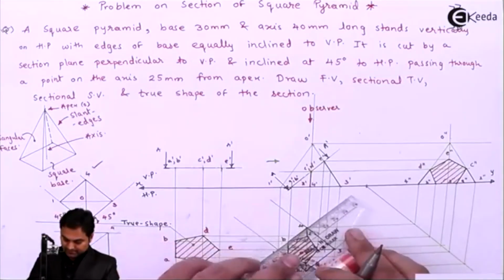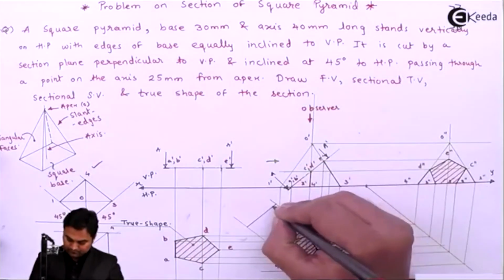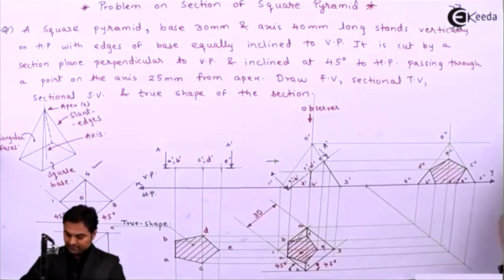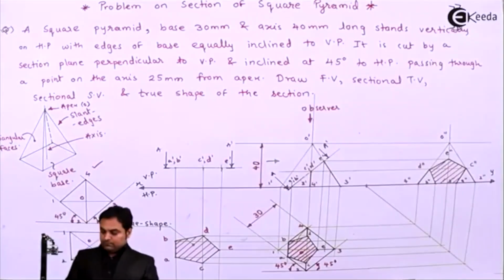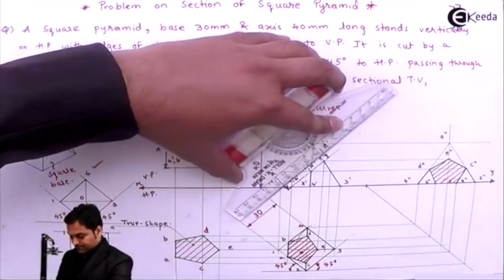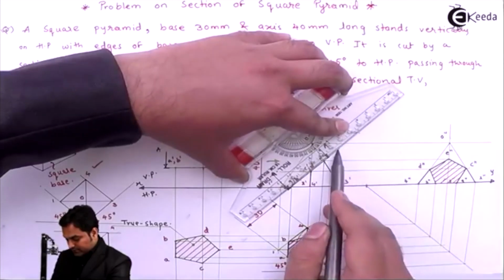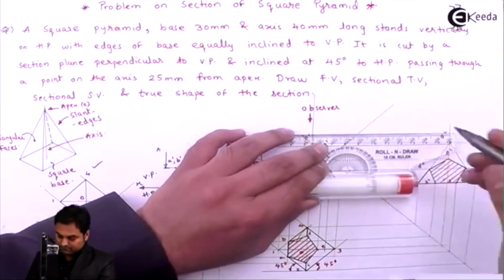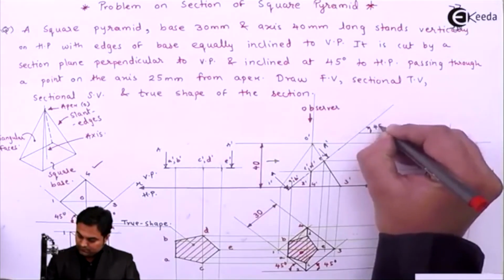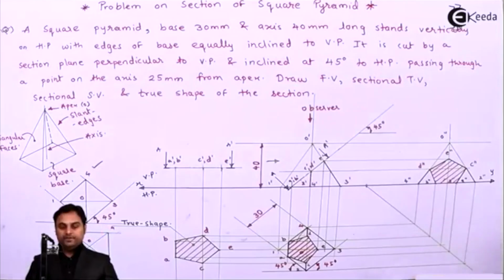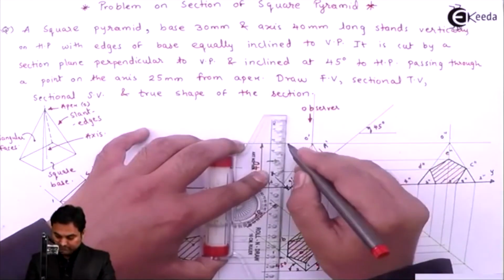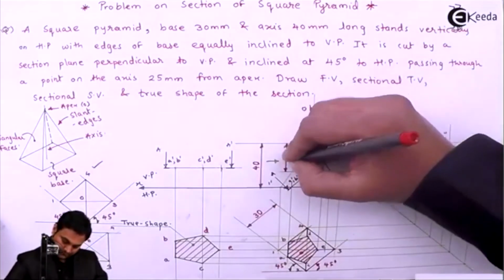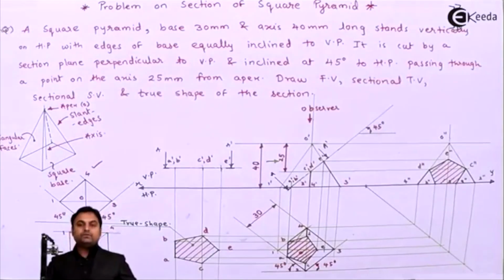Edges of base are 30 mm. Height is 40 mm. And cutting plane is also inclined. So showing the inclination of the cutting plane, inclined at 45 degree to HP. Next, it was located at a distance of 25 mm from the apex. And with this, we complete the problem.